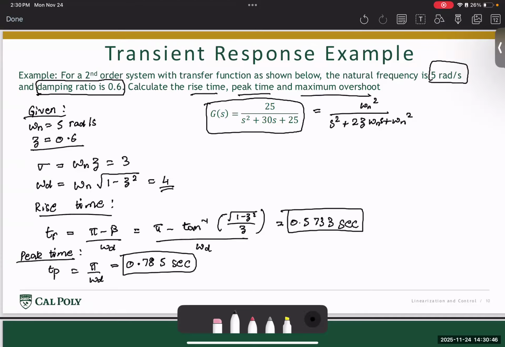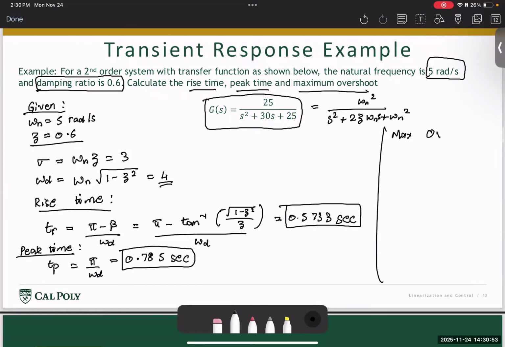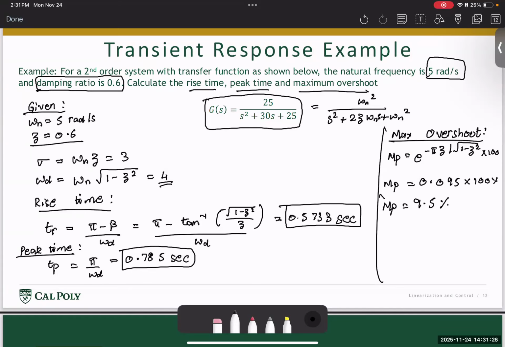And then the question also asks us to find what is the maximum overshoot, which is a simple plug and chug, where MP is given by e raised to negative pi zeta divided by square root of 1 minus zeta squared. Substituting this and multiplying by 100%, we end up getting MP as 0.095 times 100%, which is 9.5%.